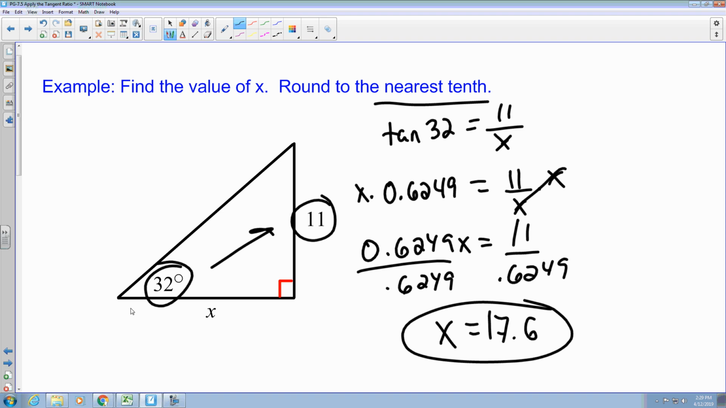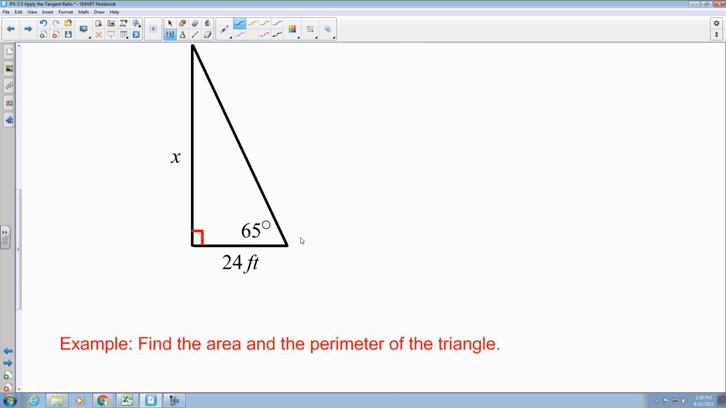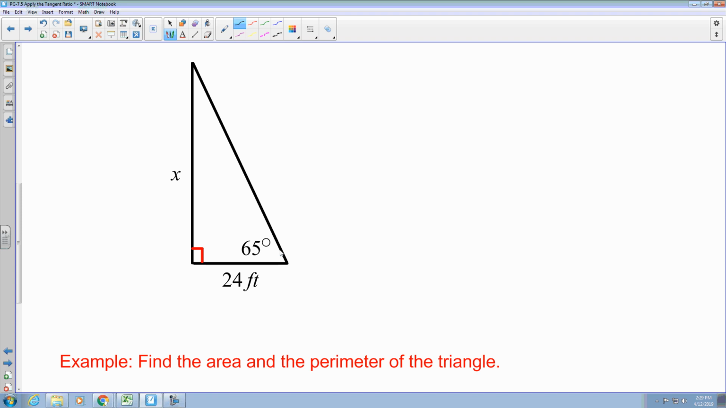Okay, moving on down. If I look here, I have my degree that's not 90. I have one of my side legs, which in this case is the adjacent. So now I can say that the tangent of 65 degrees is going to equal the opposite, which is x, divided by the adjacent, which is 24.